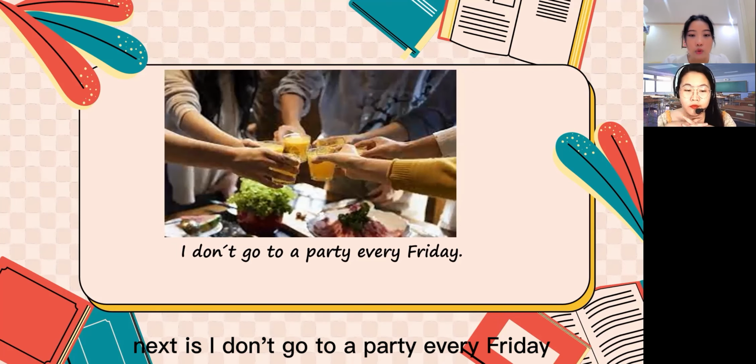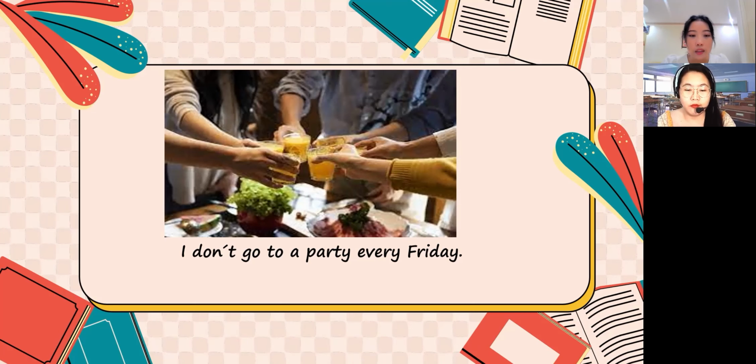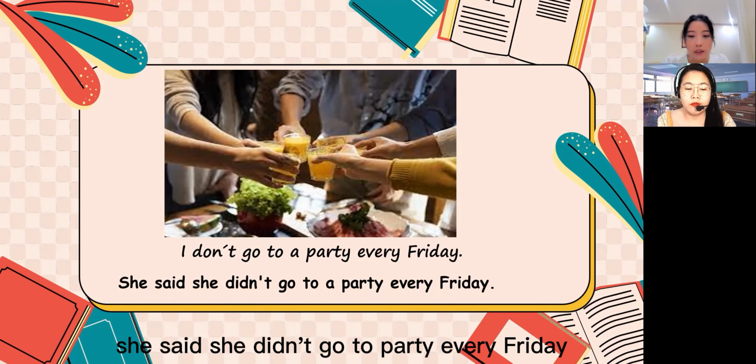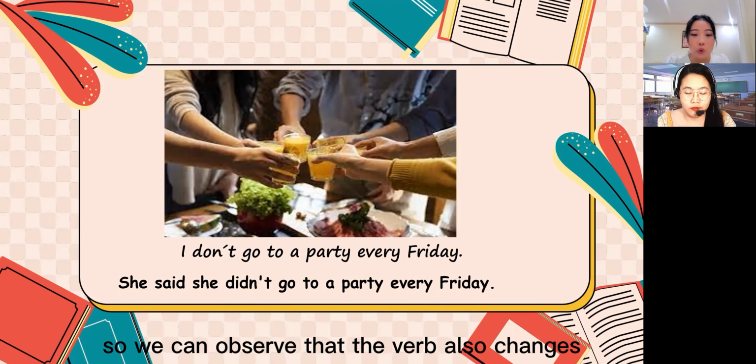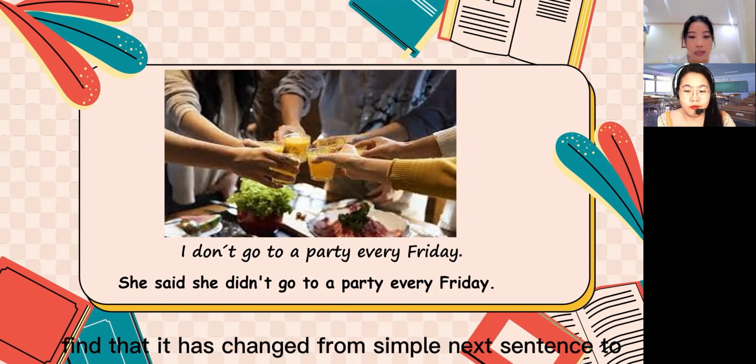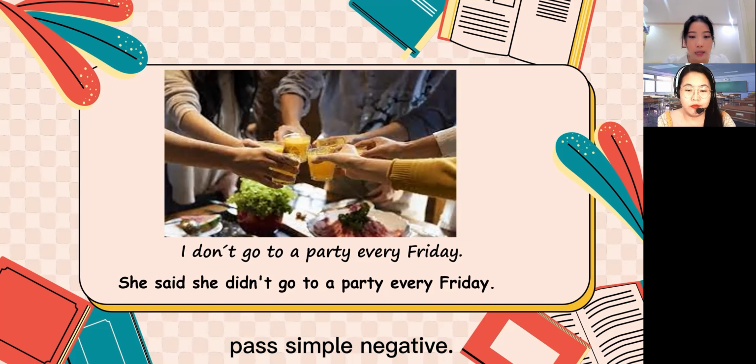Next is, I don't go to a party every Friday. When we change it, we can say, she said she didn't go to a party every Friday. So we can observe that the verb also changes because we report what someone said. What they said is in the past tense. The time has changed, so we can find that it has changed from simple negative sentence to past simple negative.